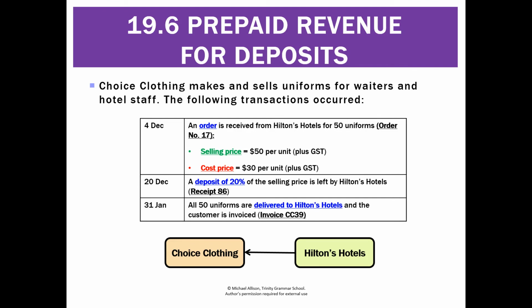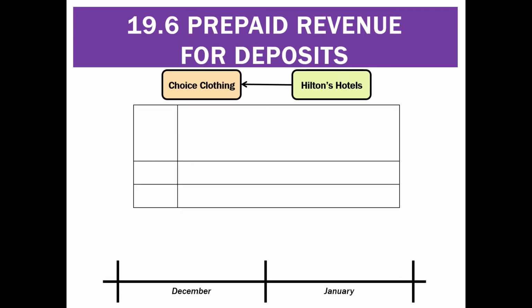Eventually, on the 31st of January, all 50 uniforms will be delivered to Hilton's Hotels, and the customer will be invoiced, so that will become a credit sale. Let's look at how we treat these transactions.